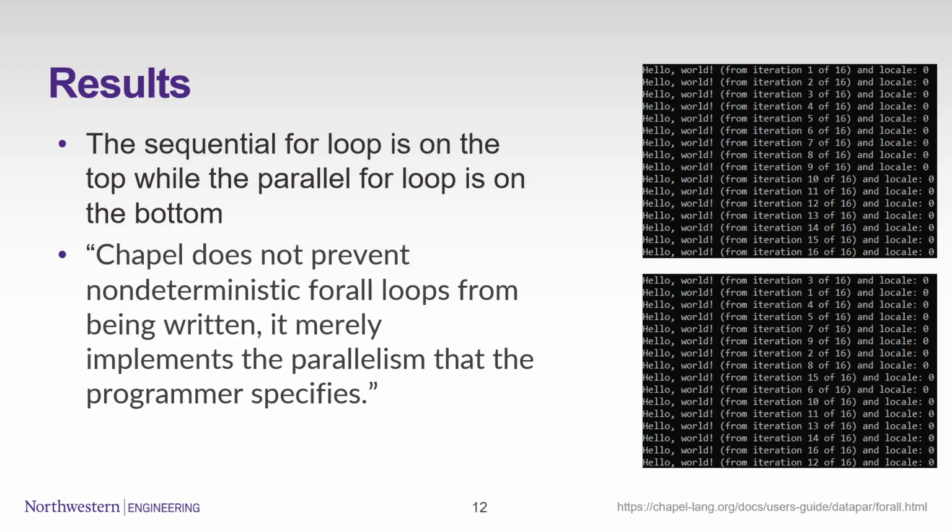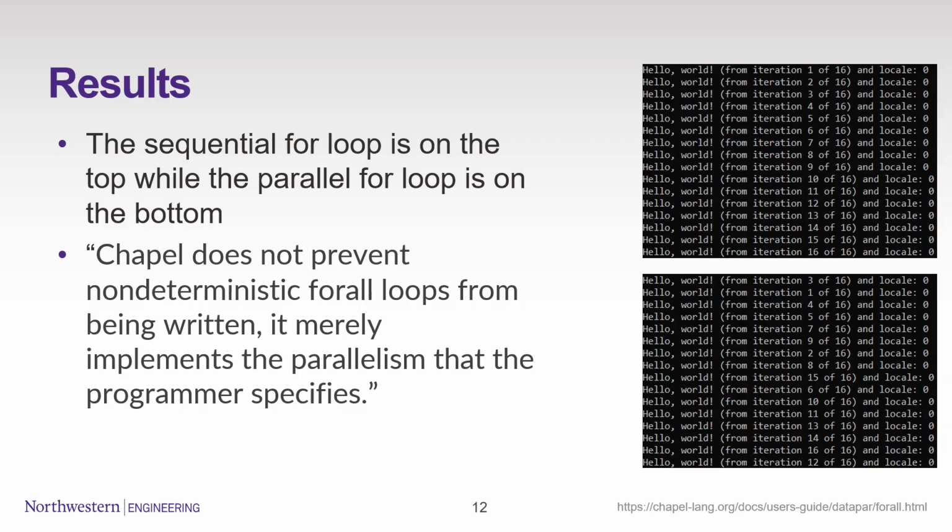So, what are the results? You can see the results of the sequential for loop on the top with the parallel for loop on the bottom. On the top, you can see it goes 1, 2, 3, 4, all the way to 16, which is the number of iterations set by the program.